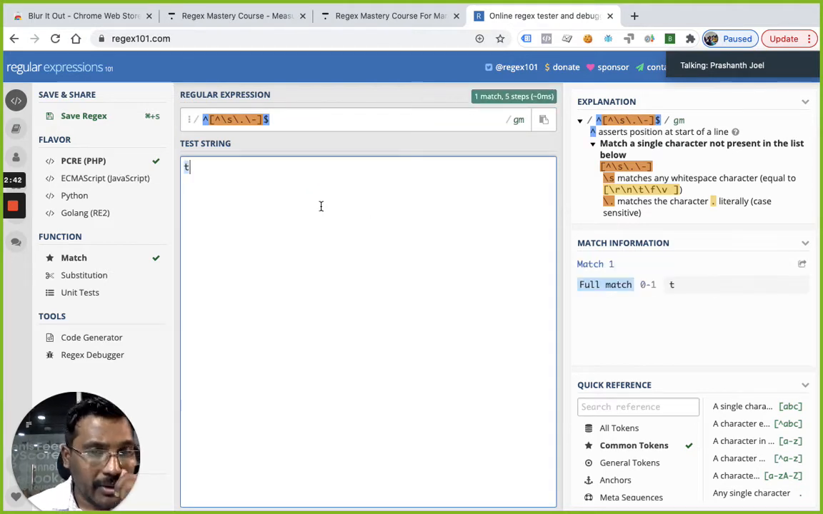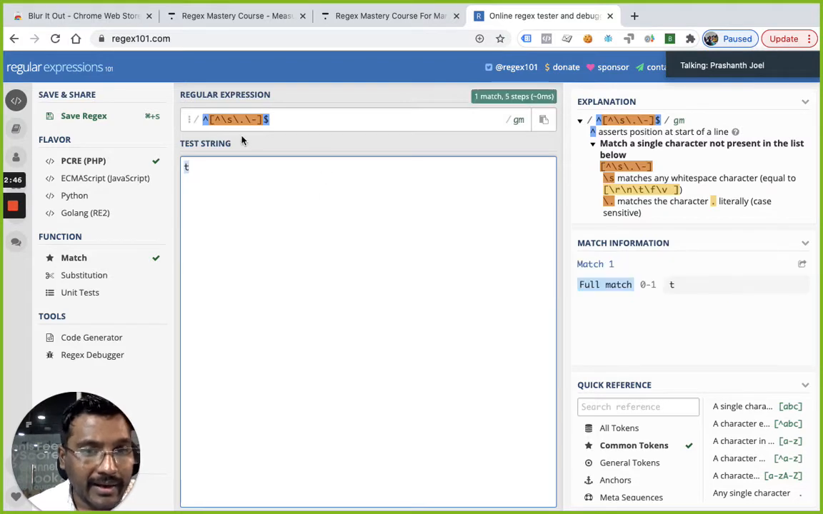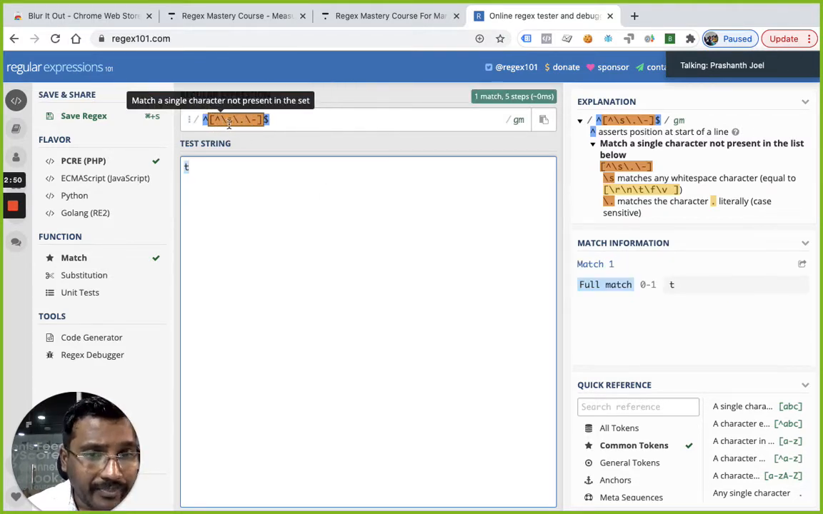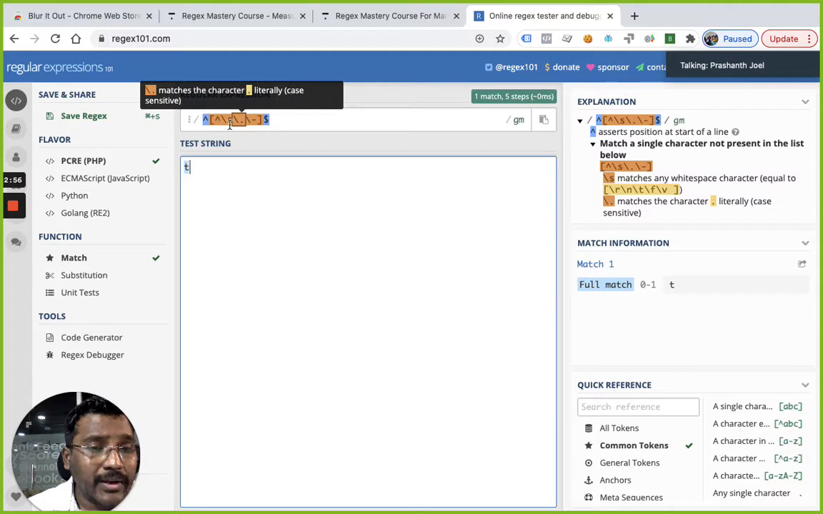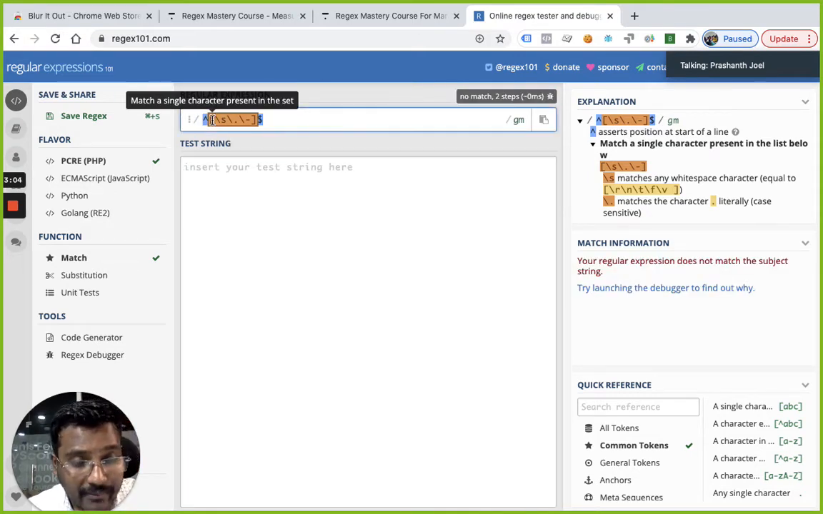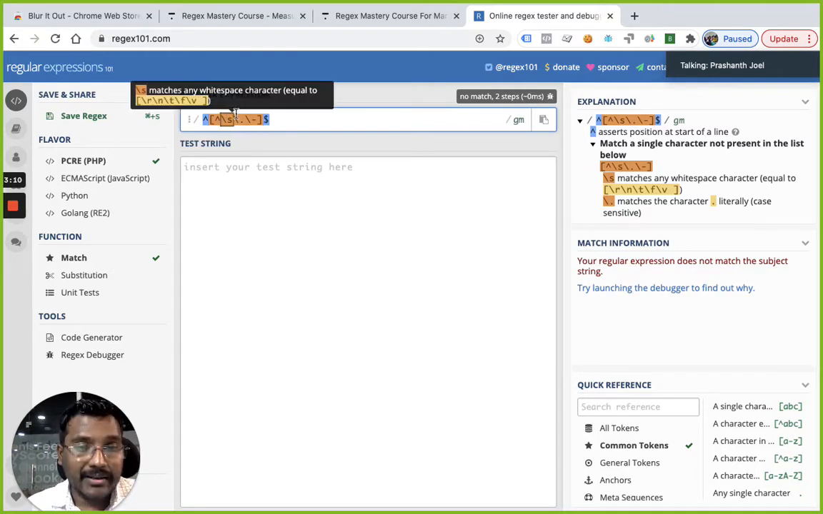Whenever I type in one letter, it will match. But if I type in more, it will not match. Why? Here I am writing for only one single character. That means this will match anything which is not a space, not a dot, not a hyphen. If I remove this negation, then it will match anything that is a space, a hyphen or a dot. But I don't want to match that. Why? A word does not start with these things. It will start with a word character. That's why I put the negation.